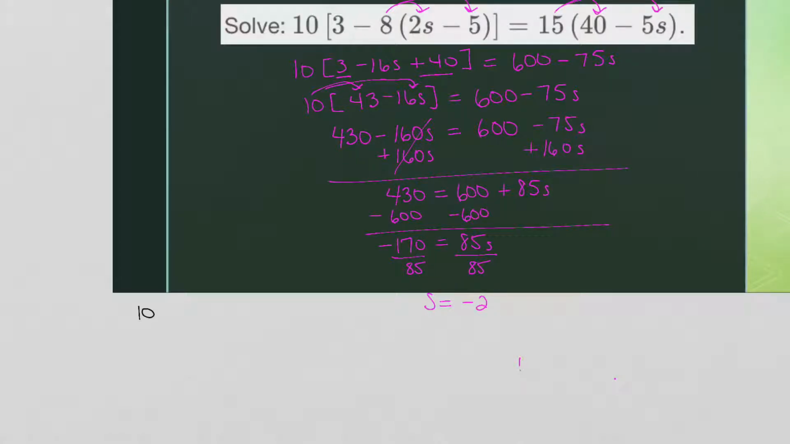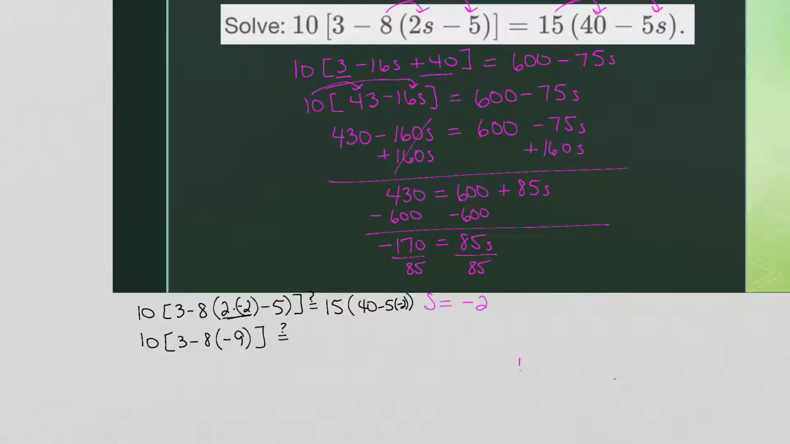So I've got 10 bracket 3 minus 8 parenthesis 2 times negative 2 minus 5 equals question mark 15 times 40 minus 5 times negative 2. All right, so now let's do some math. So I've got 10, 3 minus 8. I need to multiply these. I get negative 4 minus 5, which is negative 9.